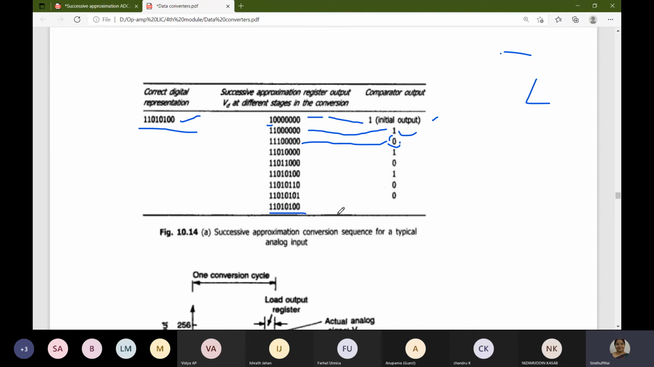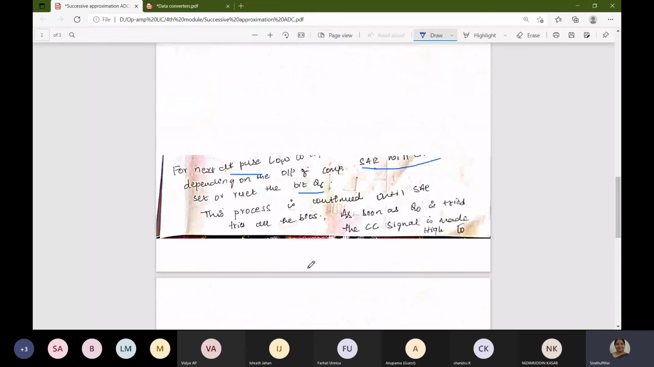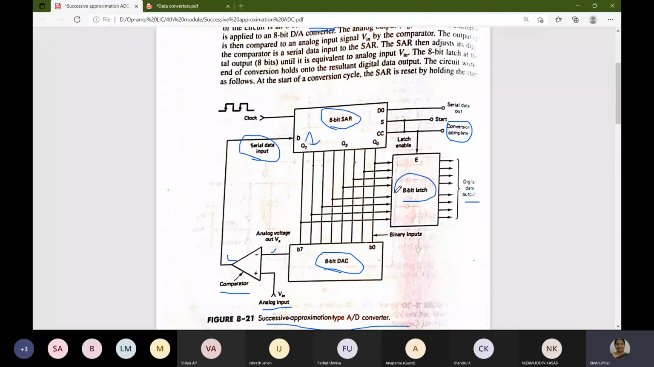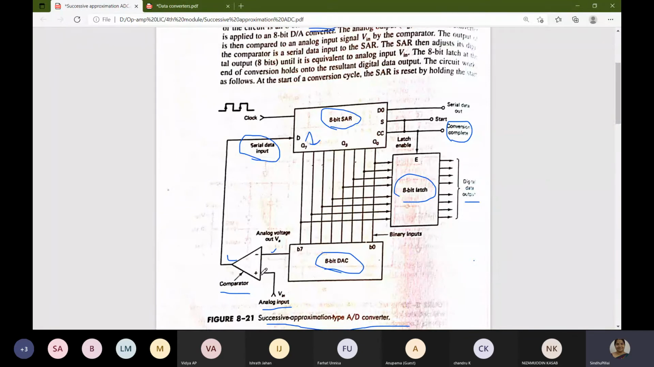Okay, whatever the analog signal is there, that will be converted to digital, and after conversion, the digital data will be kept in this 8-bit latch. This 8-bit latch will give the digital data output. So in this analog to digital conversion, we have a DAC, that is digital to analog. Whatever bits are there are converted to analog, and that analog signal is fed to the comparator. The analog input whose digital output we have to find is also given to the non-inverting terminal of the comparator, and the output of the comparator, bit by bit, that is serially, is fed to the SAR.